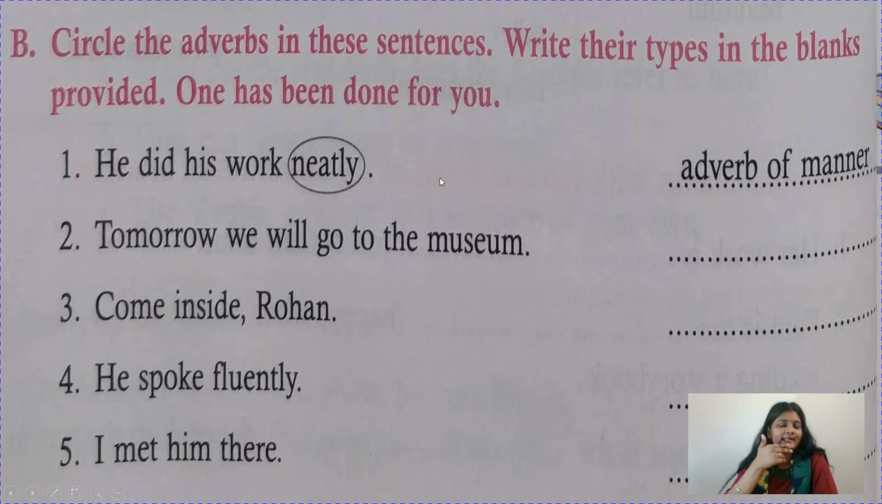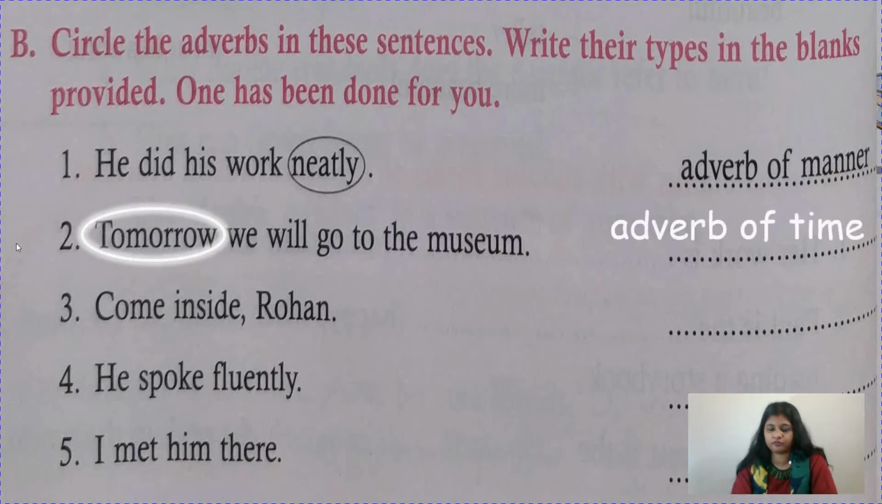So how did he do his work? Neatly. So it is answering the question of how. So it is an adverb of manner. In the same way, tomorrow we will go to the museum. Okay, so tomorrow is here an adverb and it is telling about time. So it is an adverb of time.